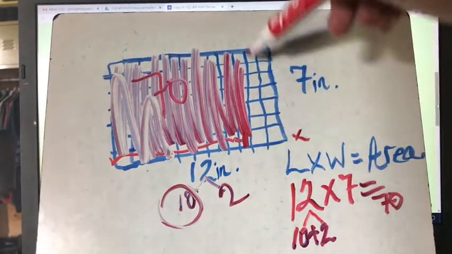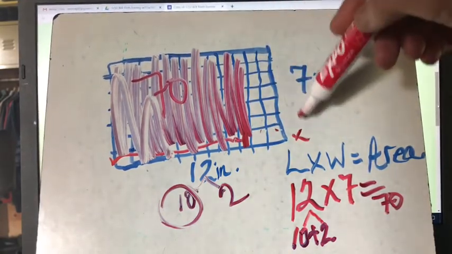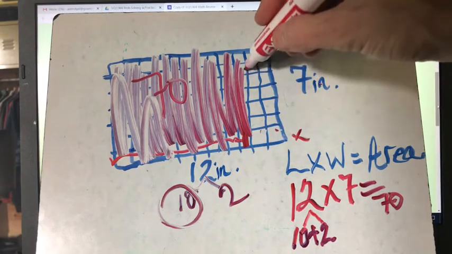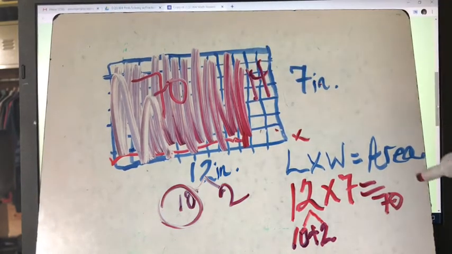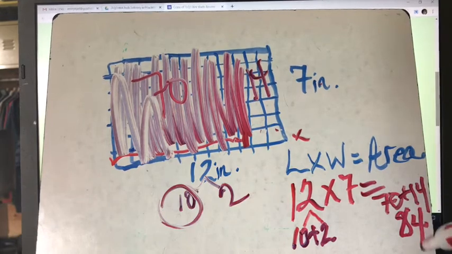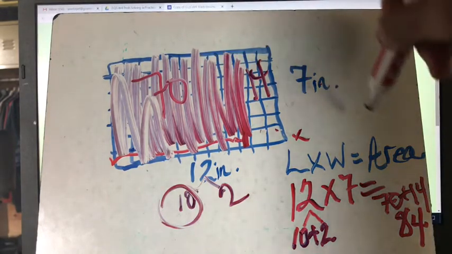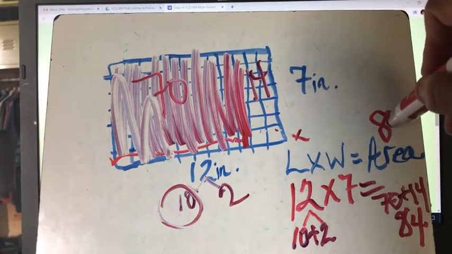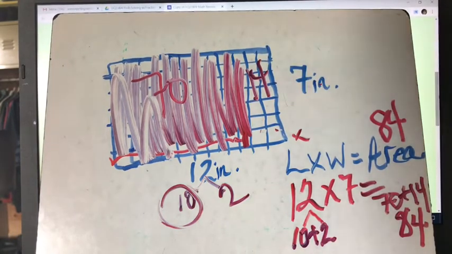And then this is 2 by 7. I know 7 2 times is 14. So if I put together 70 plus 14, I get a total of 84 square inches. So the total area will be 84 square inches for that problem.